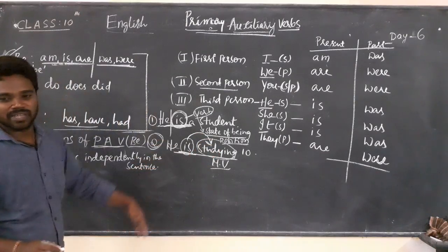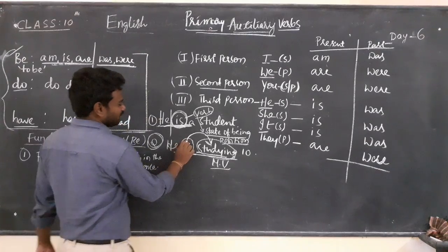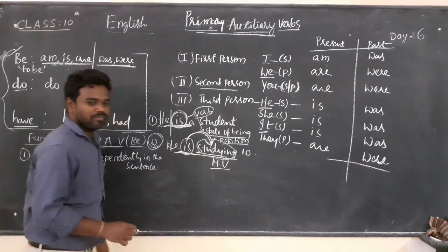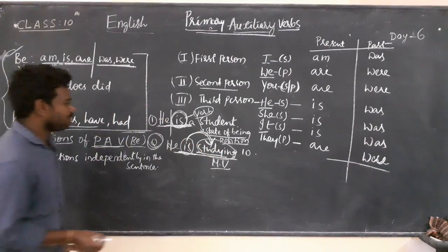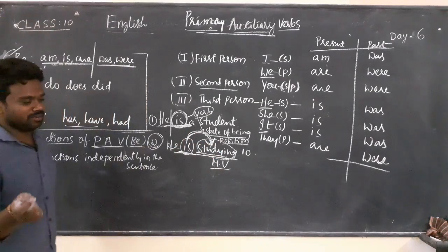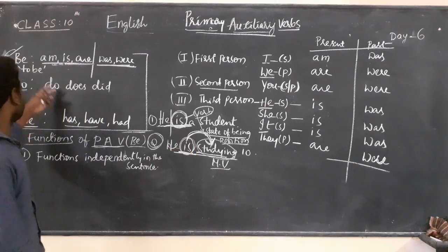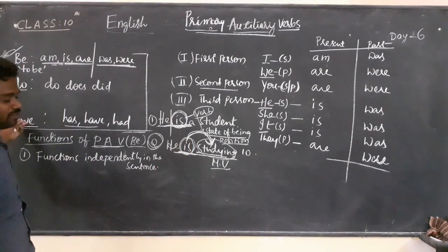It depends on the main verb. He is studying. So here it depends on the main verb and it helps the main verb. Only the primary auxiliaries, all these primary auxiliaries, be forms, do forms, and have forms.